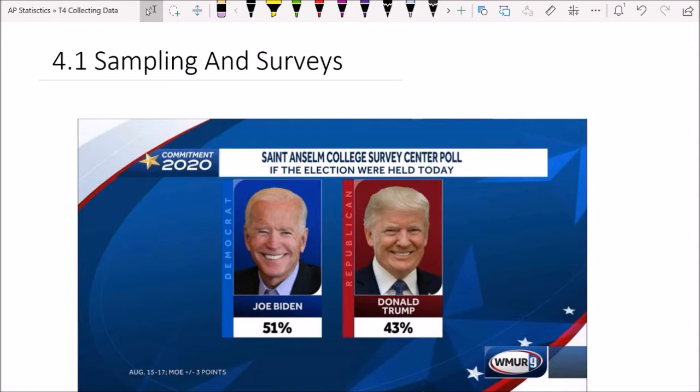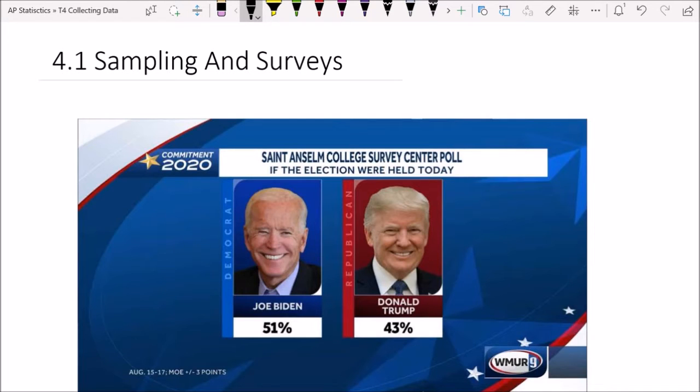As I'm recording this video, we are about a week and a half out from the presidential election in 2020, and the two front runners right now are Joe Biden and Donald Trump. I'm including this graphic in the video because it is a really relevant topic at the time that I'm recording this, and it is one of the applications that I think is really important for people to know and understand about sampling and surveys. We have all these polls that lead up to the election, and we have the results of one of those polls here on the screen.